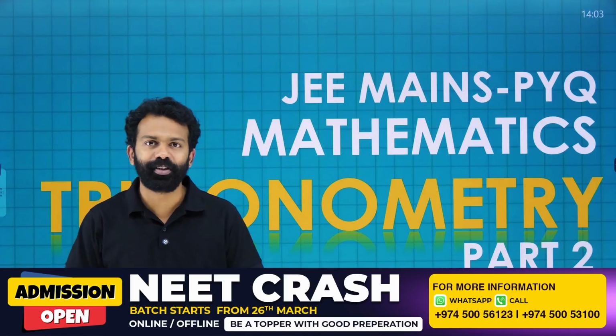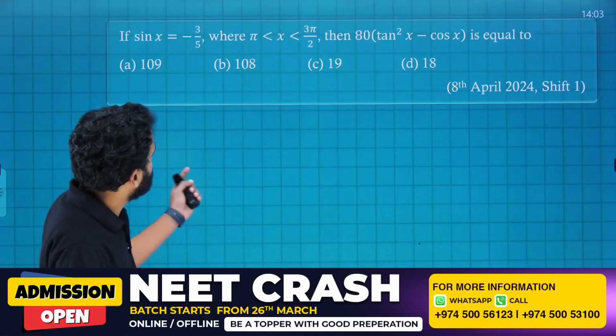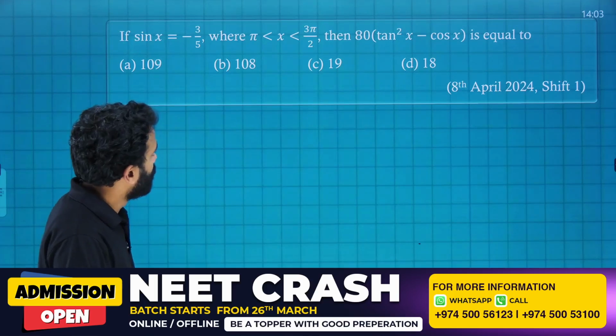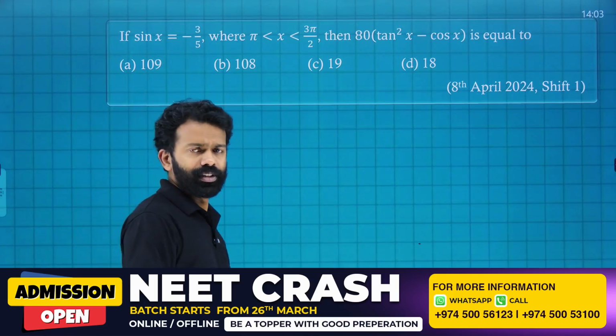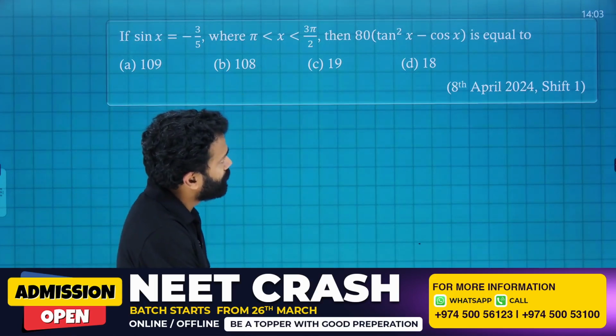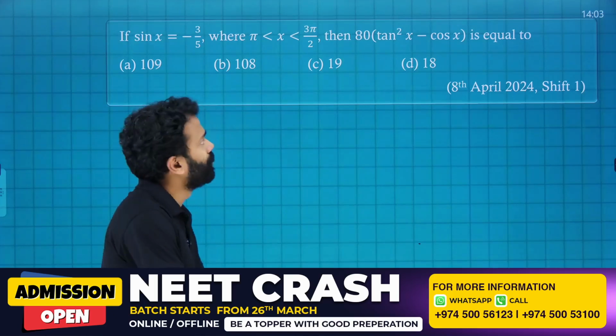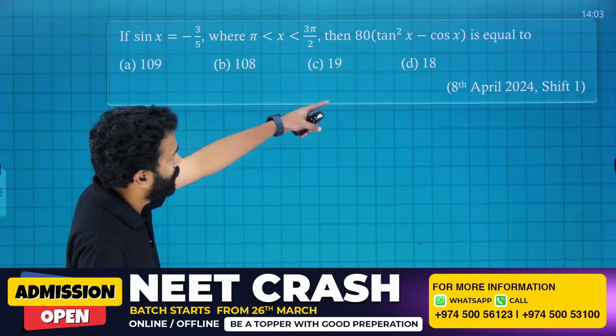Okay, so let's start. Our very first question: it is given that sin x is equal to minus 3 by 5 and the quadrant of x is given, between pi and 3 pi by 2, which means x lies in the third quadrant. You need to find the value of 8 tan square x minus cos x. Very easy question. We need to find the values of tan x and cos x.